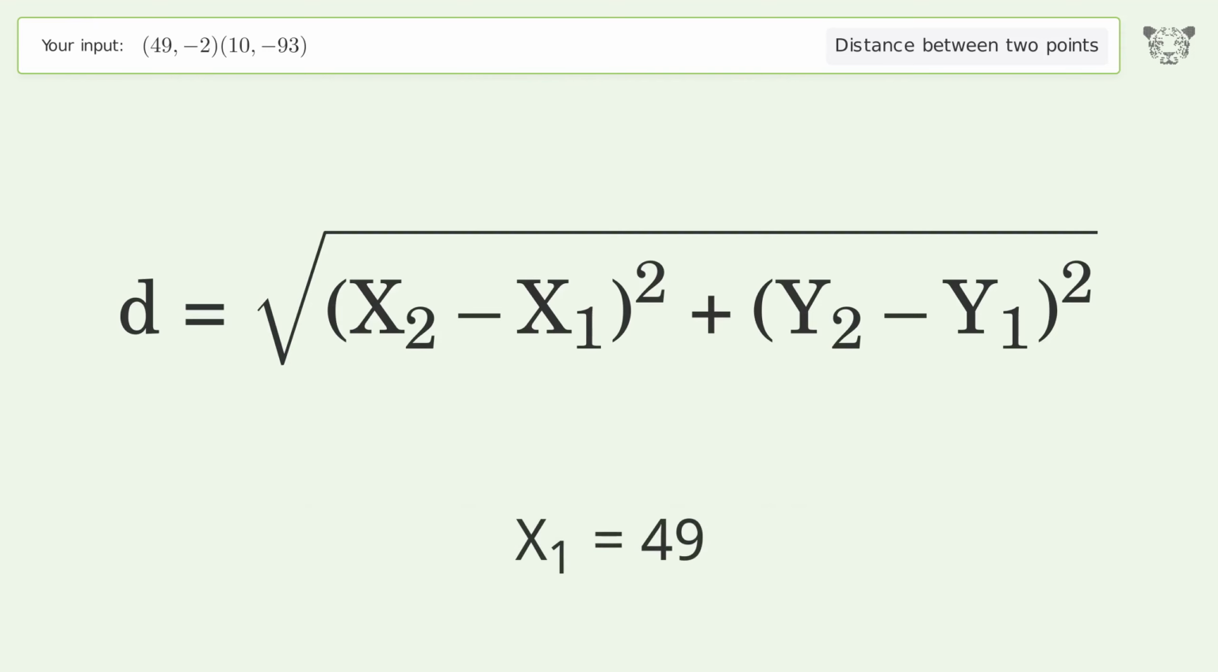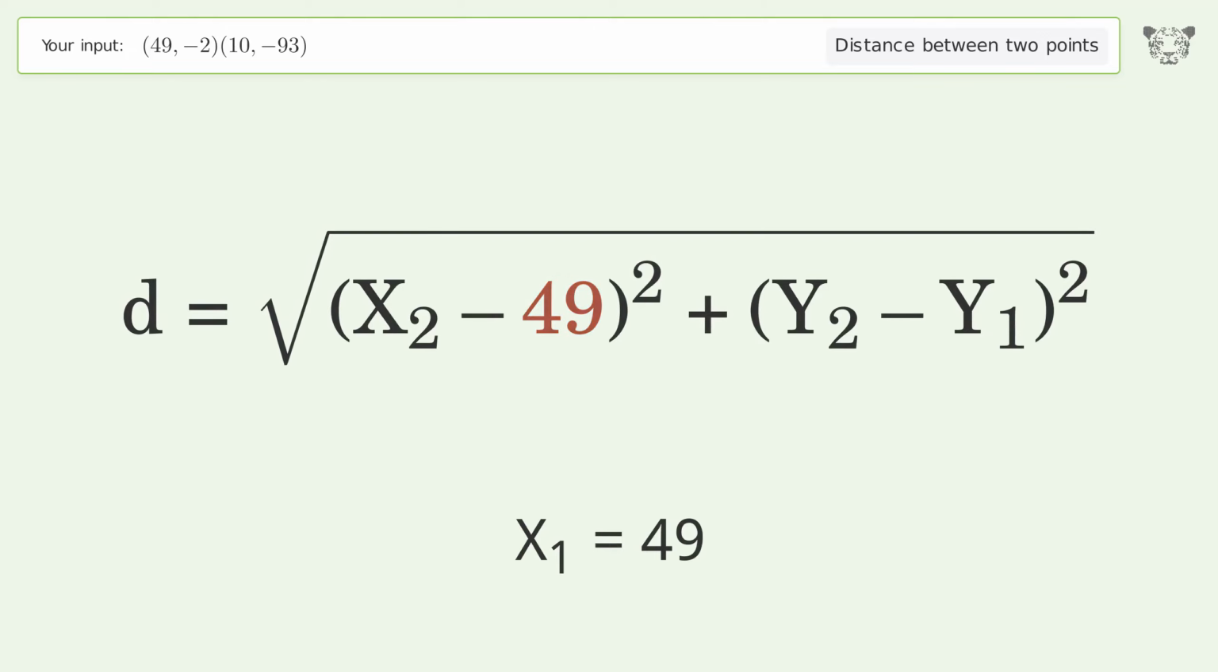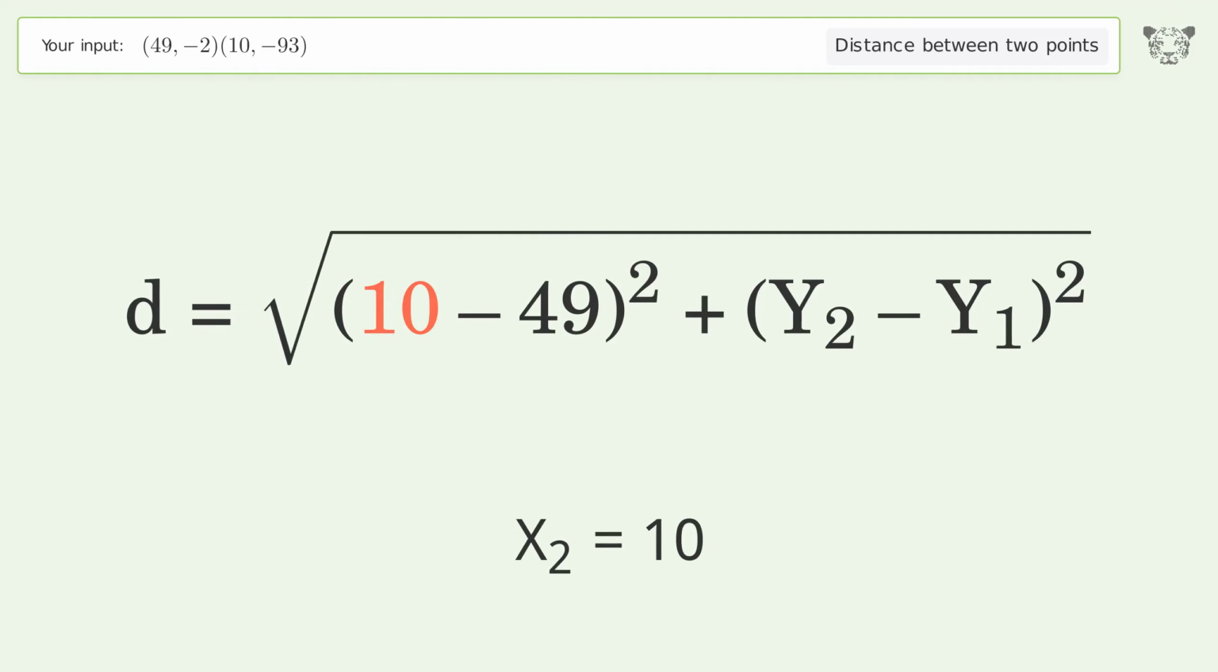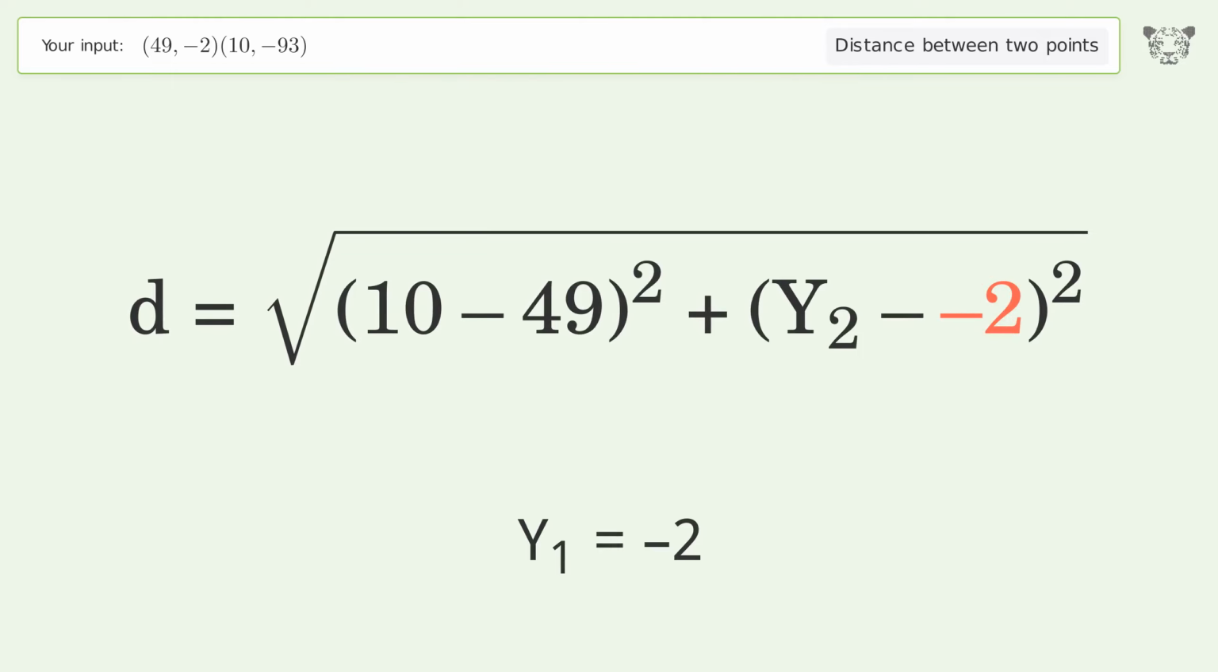x1 equals 49. x2 equals 10. y1 equals -2. y2 equals -93.